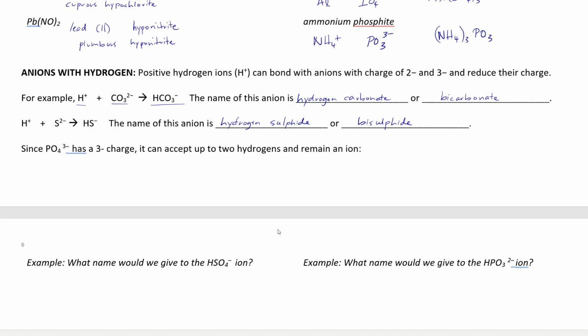Since PO4 3 negative has a 3 negative charge, it can accept up to 2 hydrogens and remain an ion. So you can have PO4 with a hydrogen, so just HPO4. So that would be 2 negative, and that's called hydrogen phosphate. Again, given to you in your complex ion chart. So hydrogen phosphate. Or you can add yet another hydrogen to that, so H2PO4, and then the charge would go up to negative, and this would be called dihydrogen phosphate.